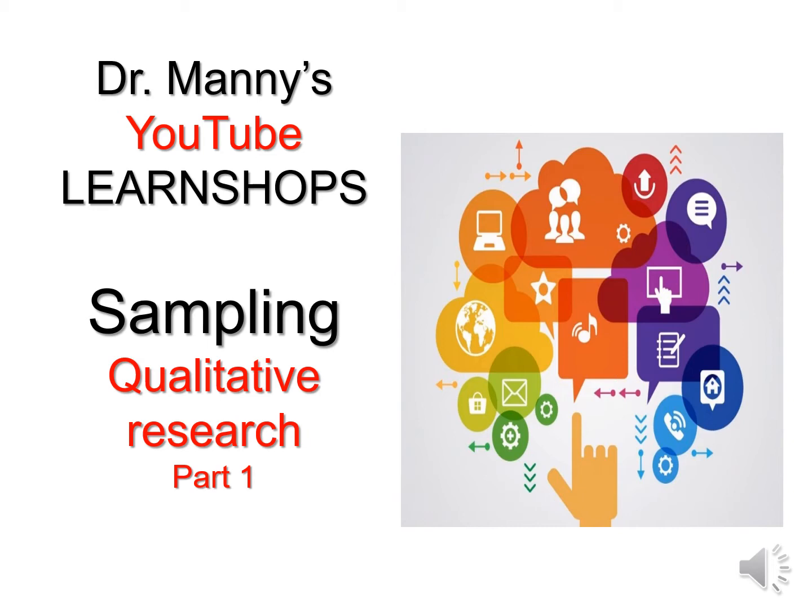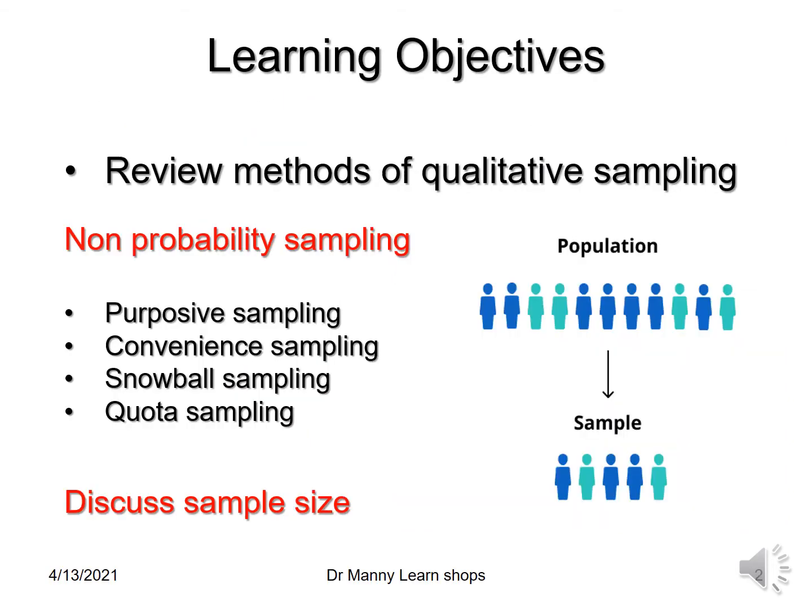This is a section on qualitative research. This presentation will look at sampling in qualitative research, and this is part 1. The learning objectives for this session are to review certain methods of qualitative sampling, and we'll be focusing on non-probability sampling. Some of the components will include purposive sampling, convenience sampling, snowball sampling, and quota sampling. And we'll also discuss sample sizes in relation to qualitative research.